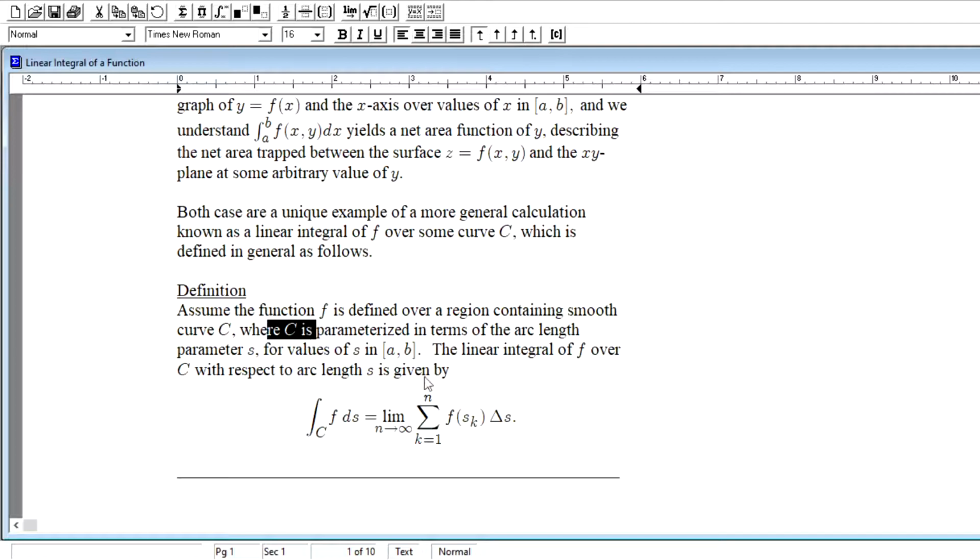Where if we think about c being parameterized, written as a set of parametric equations in terms of what we know as the arc length parameter s, not just parameterizing c in terms of any parameter, but in terms of the arc length parameter s, for values of s in the closed interval from a to b, then the linear integral of f over c with respect to the arc length s is given by the following calculation.